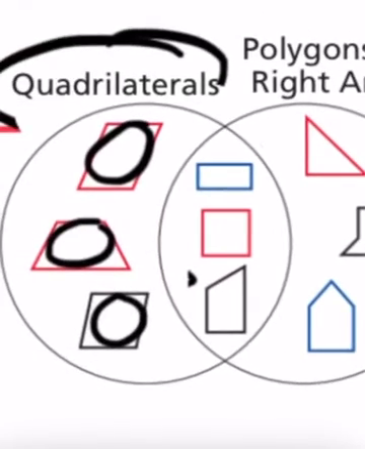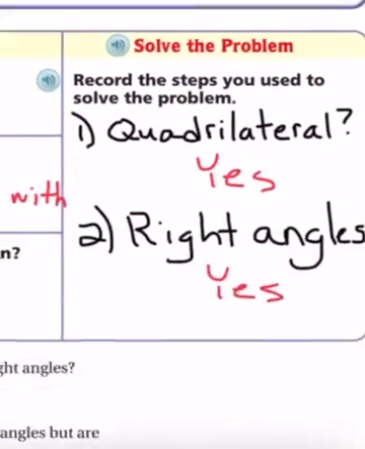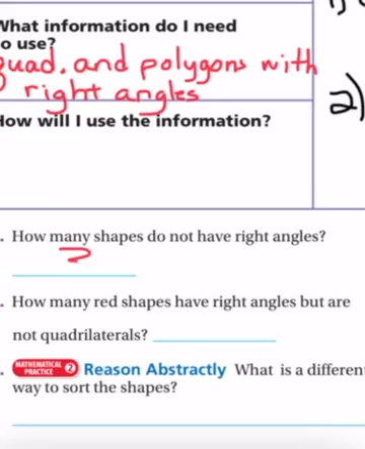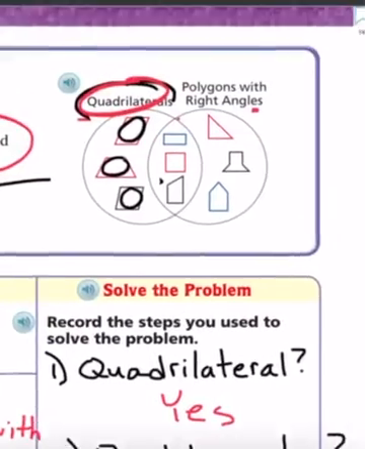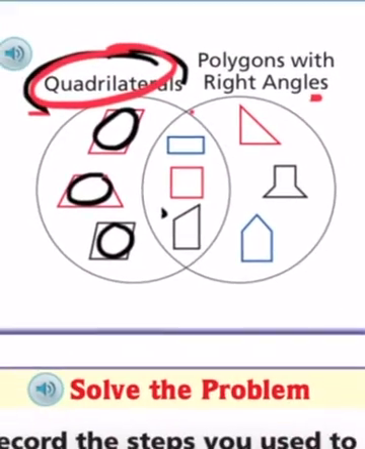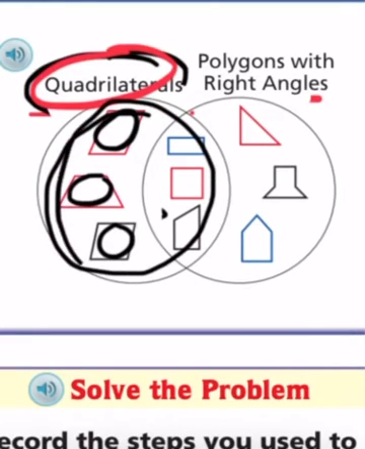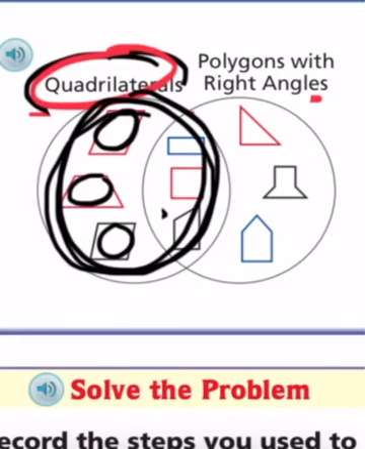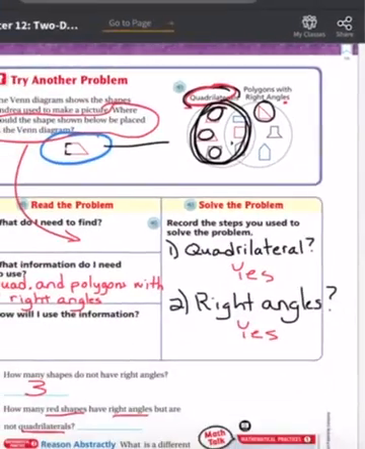So how many do not? It's those 3 that are quadrilaterals, but they're not in the middle. So we have 3 that don't have right angles. Okay. Question 2. How many red shapes have right angles, but are not quadrilaterals? So we can't use any that are quadrilaterals, so we're not thinking about any of these. Those are all quadrilaterals. We're not concerned with those. So we only have one red shape that's not a quadrilateral. So 1.